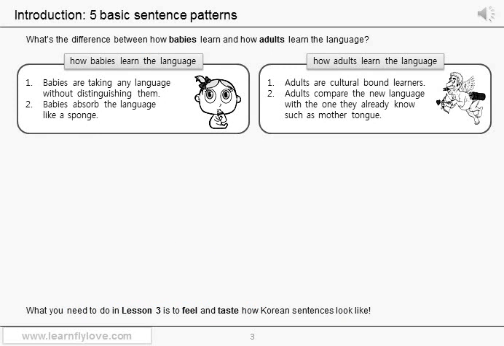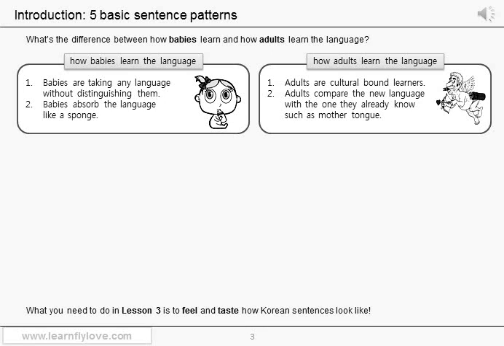Okay, let's start. What is your secret of learning a foreign language? I guess everybody has their own way. We are not going to say that we are absolutely right about this, but most of us cannot learn a language as babies do. Babies take in any language without distinguishing between them. Babies are geniuses. They absorb any language like a sponge.